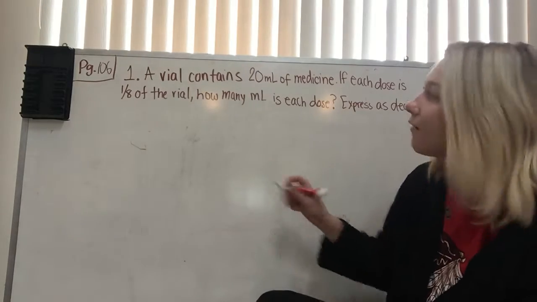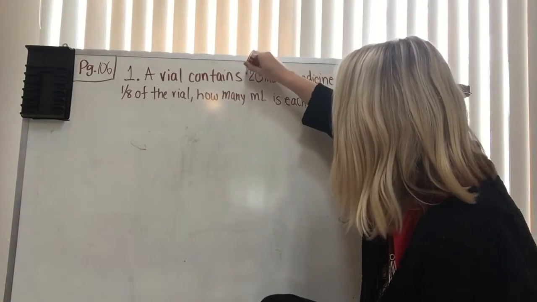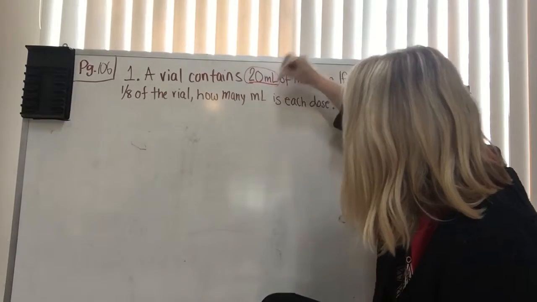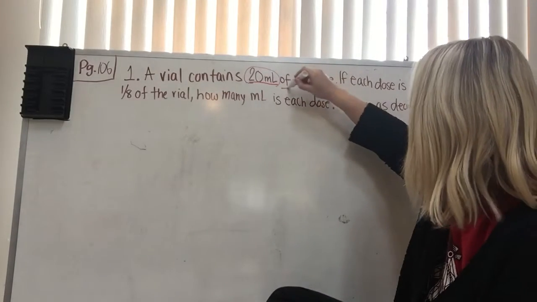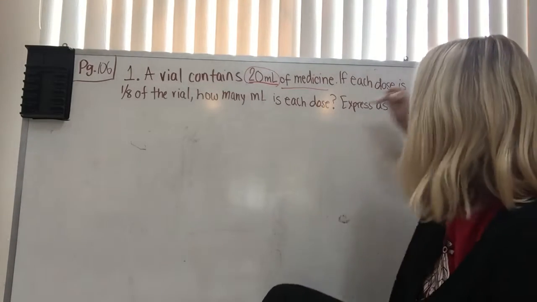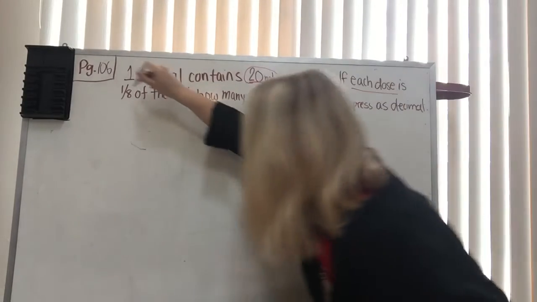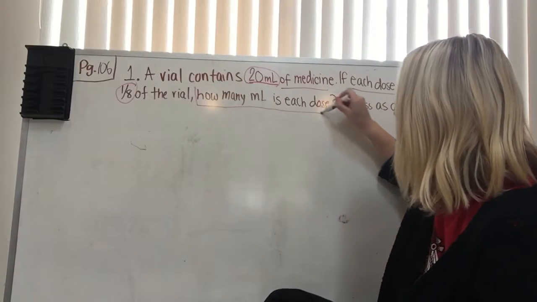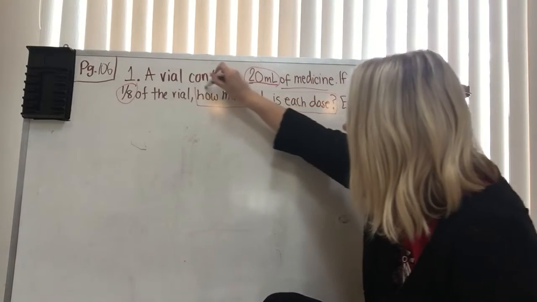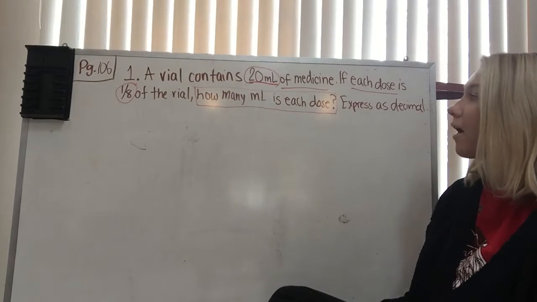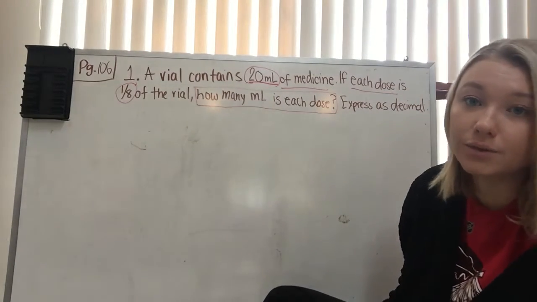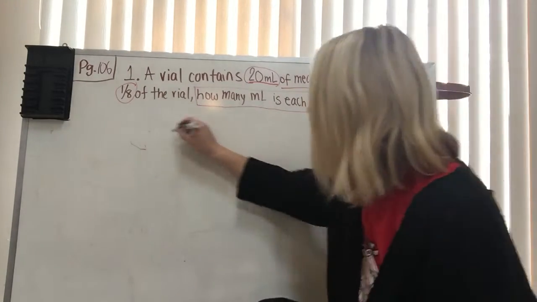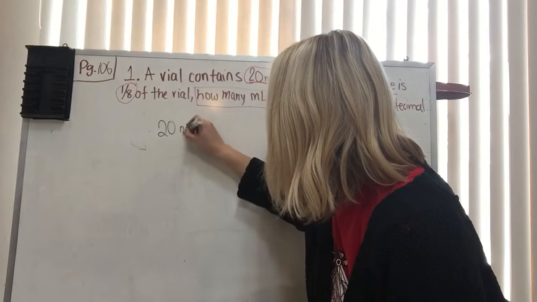I'm going to first start off and say a vial contains, I need to know this. I'm going to circle 20 milliliters of medicine. If each dose is 1/8 of the vial, this is my question. How many milliliters is each dose? So we're trying to figure out how many milliliters are in each dose. Okay? So now I'm going to draw.